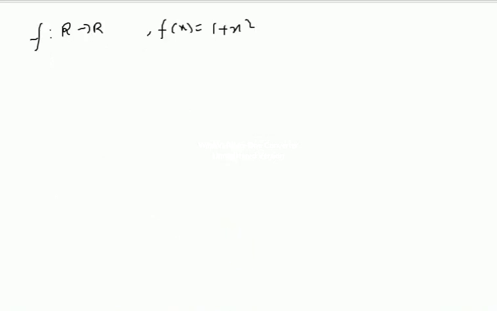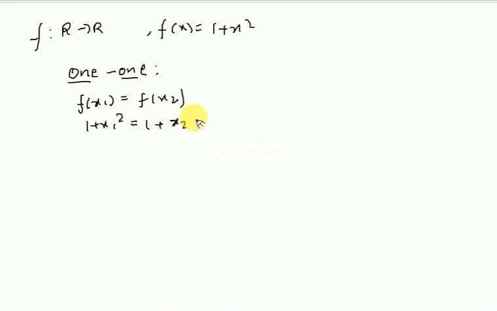Then you may have some problems on show that, or verify whether the given function is one-one and onto or not. So here f from R to R is given by f(x) = 1 + x². We need to identify whether it is one-one and onto or not. To prove it is one-one, we need to consider f(x1) = f(x2). Then 1 + x1² = 1 + x2². The 1 gets cancelled. x1² = x2².